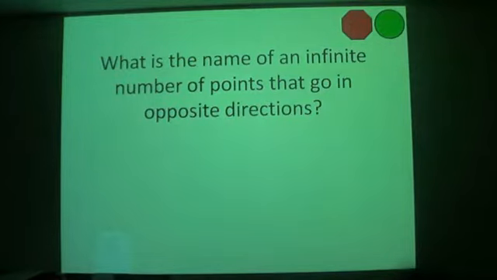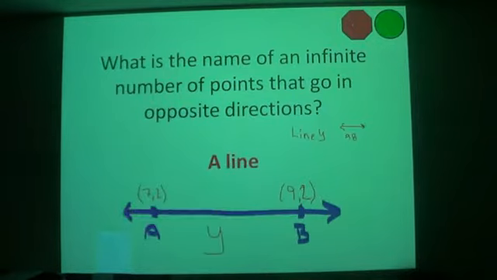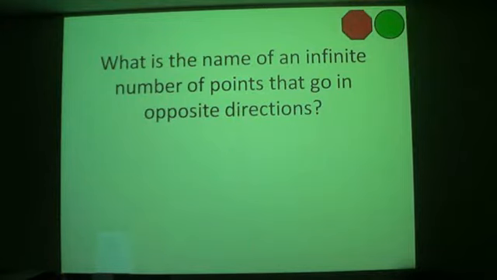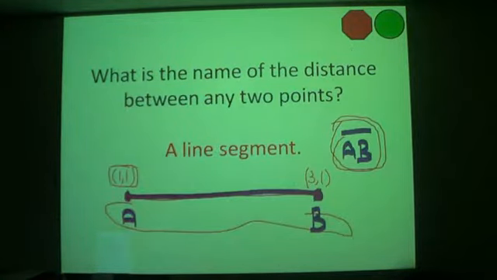What is the name of an infinite number of points that go in opposite directions? Click on the stop sign if you need to. It's called a line. Here we have line Y. We know it's line Y because that's its name right here. This means that we have line AB. You can call this line AB because it has the points A, B located on it. But it goes on forever and ever in opposite directions, and it is called a line, as opposed to a line segment, which terminates.